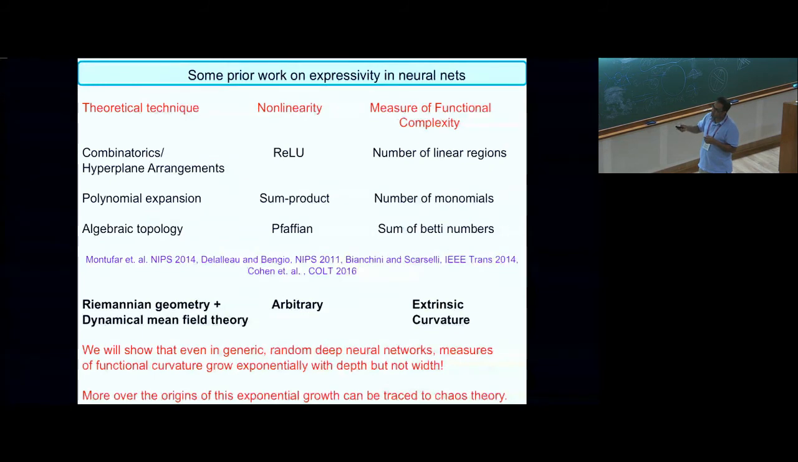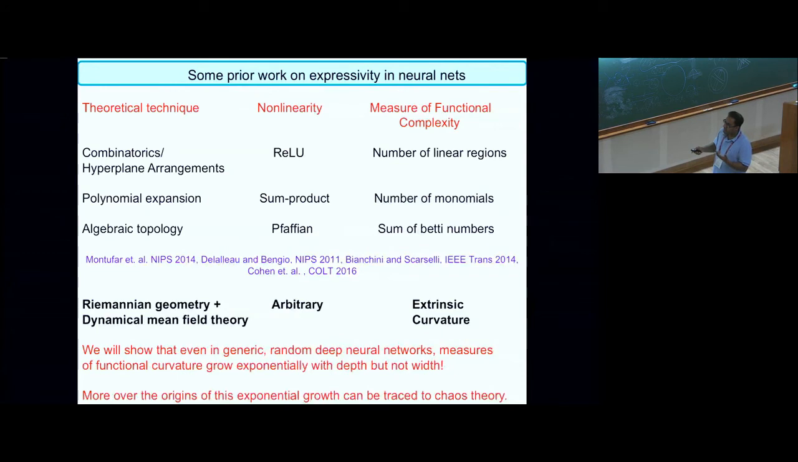And what Montufar and company showed was that you can write down a particular function that has a number of linear regions that's exponential in the depth, right? And that can be mimicked by a deep linear network without using an exponential number of neurons, okay?